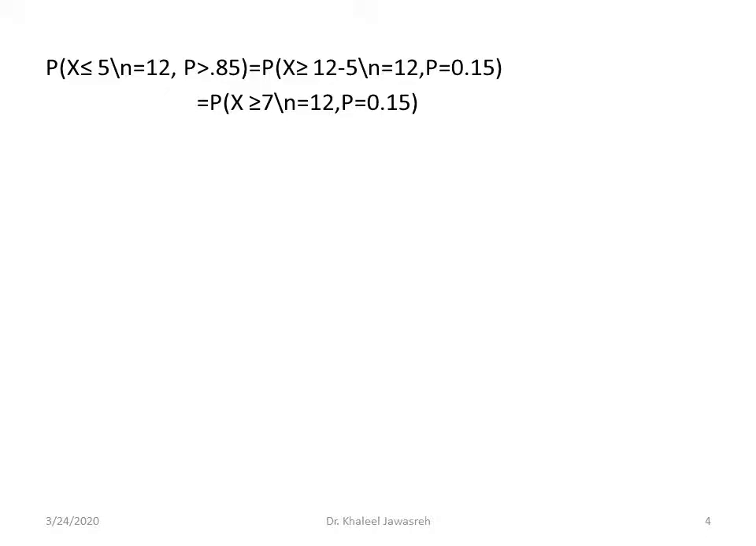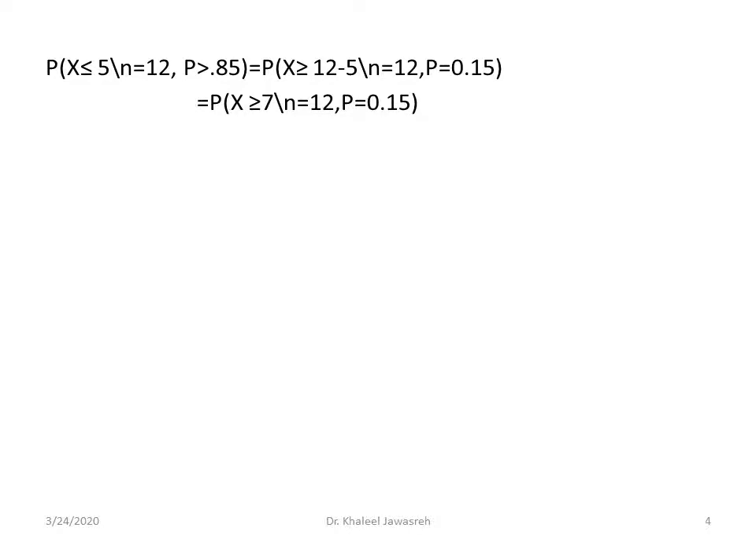Now in this case, the probability of x less than or equal to 5 when n equal to 12 and p equal to 0.85 will be the probability of x greater than or equal to 12 minus 5. Why 12? Because it is the total number of randomly selected samples, minus 5, and we stated previously that we need to take n minus x, when n equal to 12 and the probability is equal to 0.15.